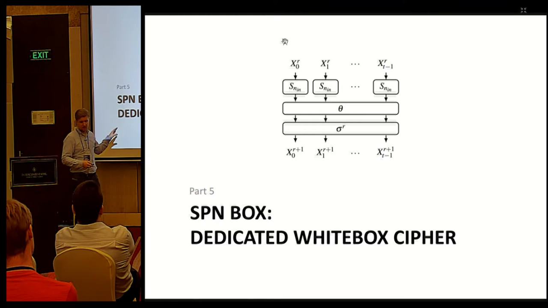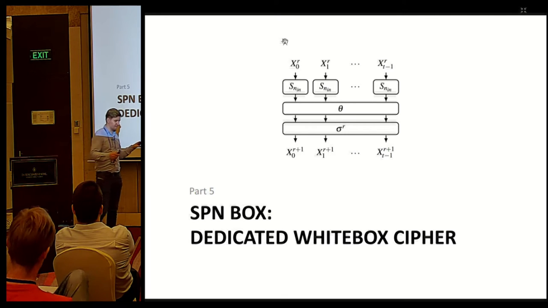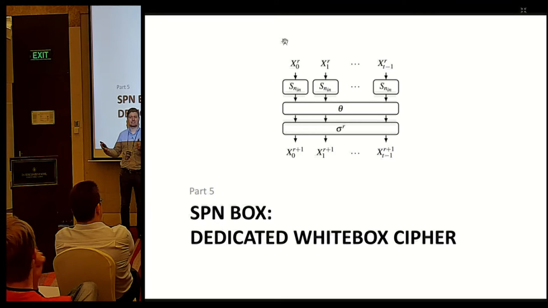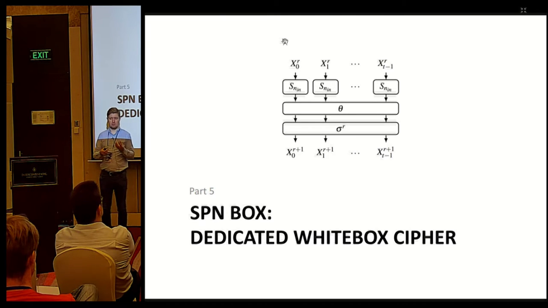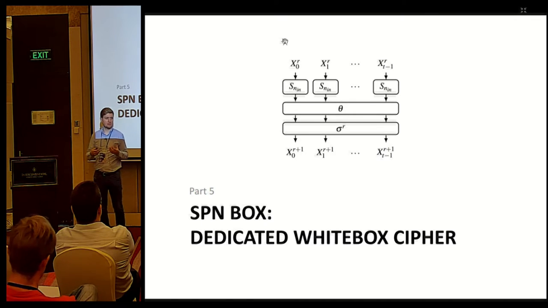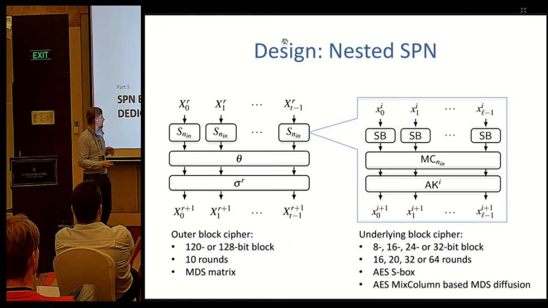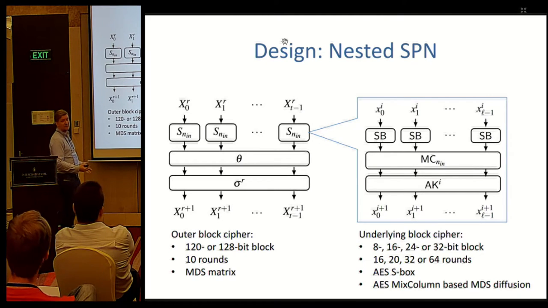In this ASIACRYPT paper, we propose a more efficient construction, which, instead of being Feistel, is nested SPN, where we don't rely on the security of AES anymore, but we design small block ciphers of our own, and we reduce the key extraction security to the key recovery security of those dedicated ciphers. And those ciphers are AES based, so this is the nested SPN construction of something which we call SPN-box.